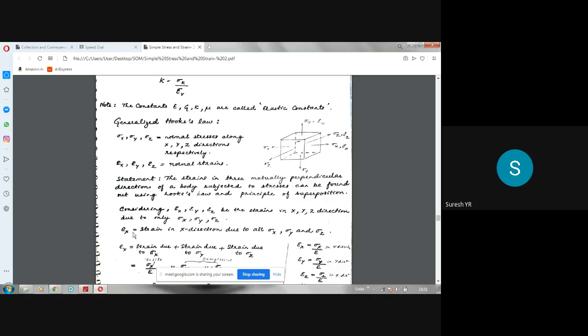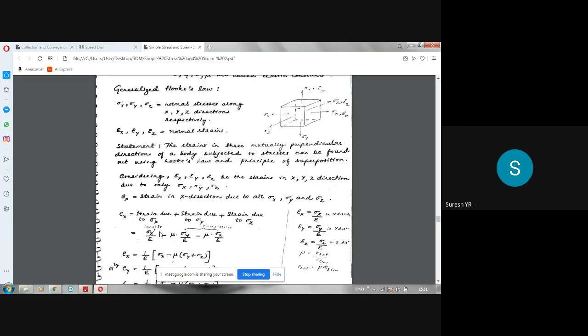Now I will use one more notation called Ex. Epsilon x, epsilon y, epsilon z, they are the strains in x, y and z directions only due to sigma x, sigma y, sigma z respectively. What is this Ex? Ex is the strain in x direction due to all the three stresses. See, Ex is different, epsilon x is different. Epsilon x is only due to sigma x. Epsilon y is only due to sigma y. Epsilon z is only due to sigma z. Whereas Ex is the strain due to all the three.